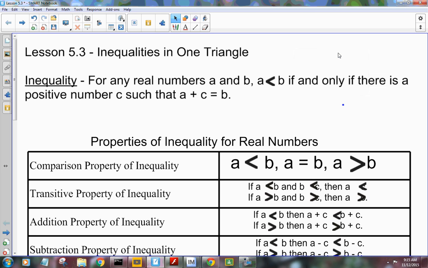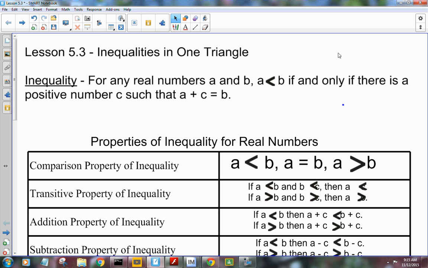Okay, so today we're talking about inequalities in one triangle. Okay, what is an inequality? The definition is: for any real numbers A and B, A is less than B if and only if there is a positive number C such that A plus C equals B. That's kind of hard. What does that mean?